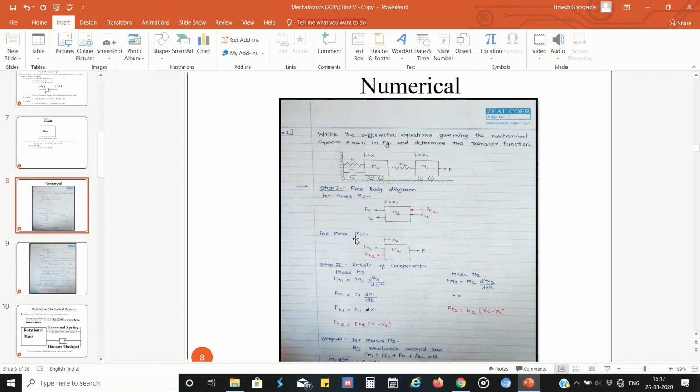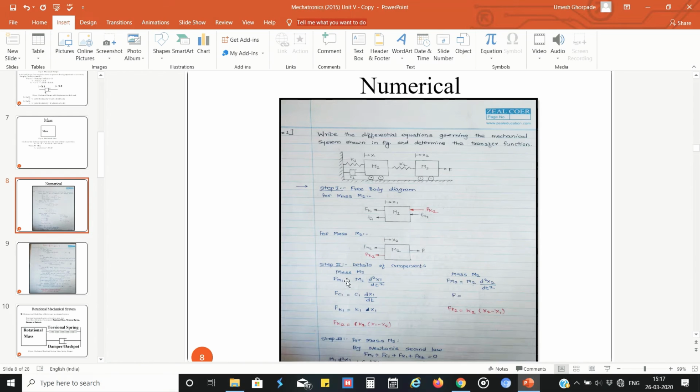Similarly for mass m2 we take the free body diagram. For mass m2, displacement x2 is in this direction and the applied force F is in this direction. Here only the spring is connected and the force F is applied. We show Fk2 opposite to the displacement, and Fm2, the inertia force, opposite to the displacement.